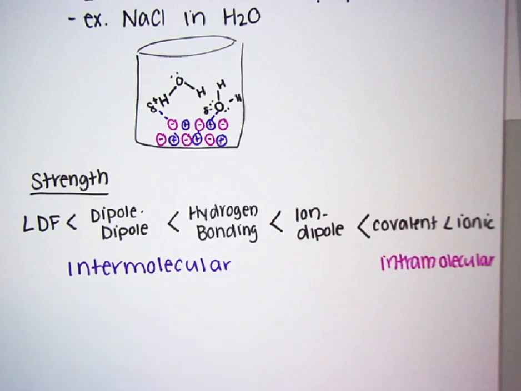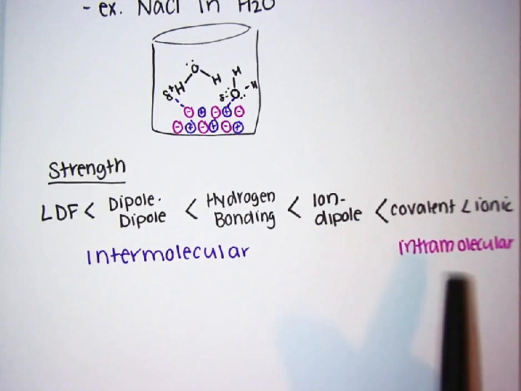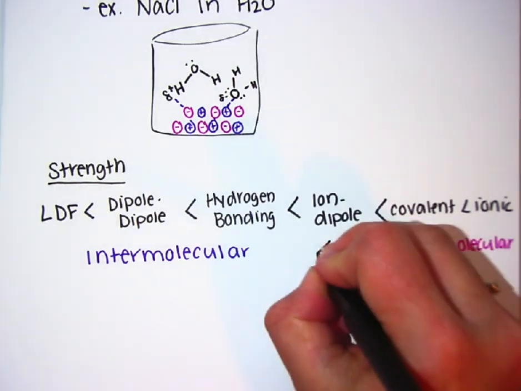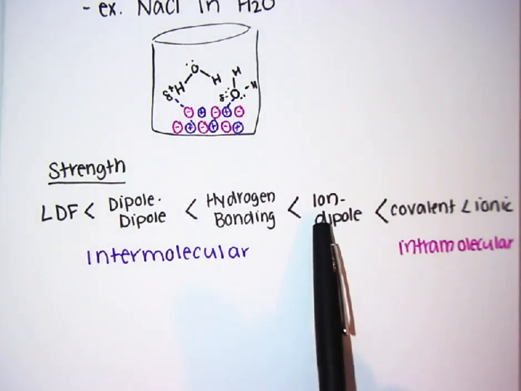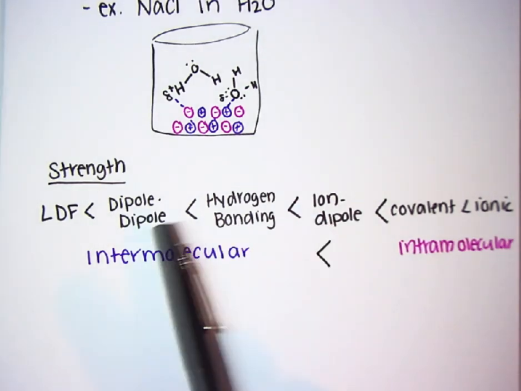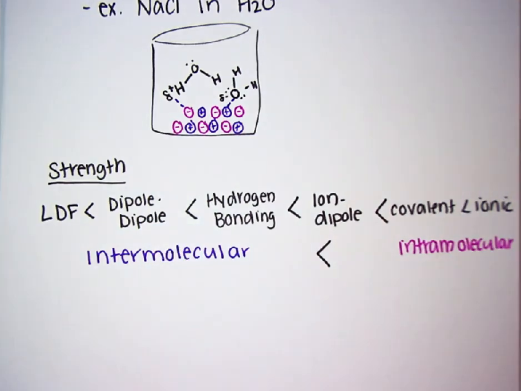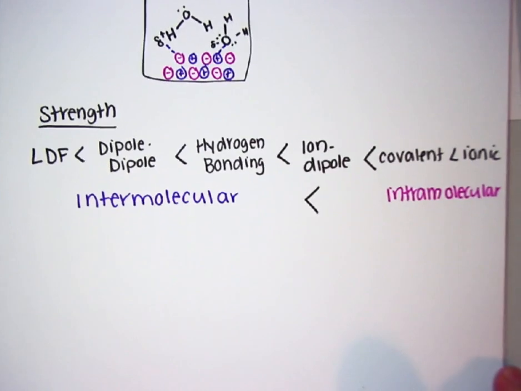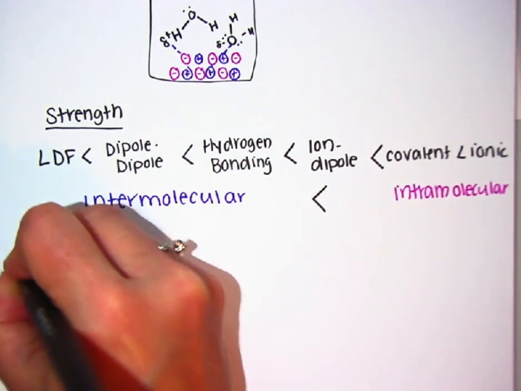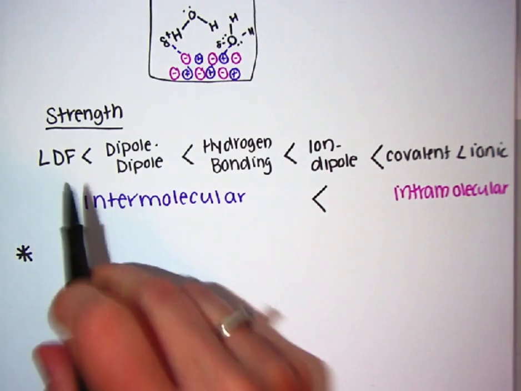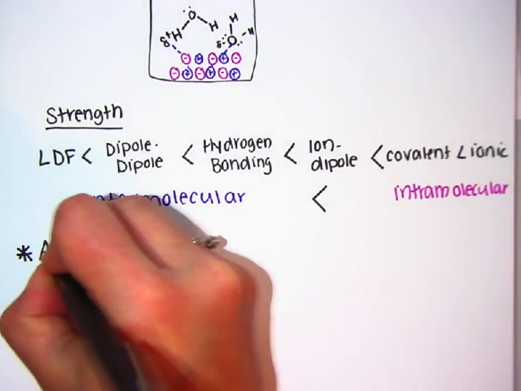So if you have to rank molecules by their strength, our intramolecular forces, ionic and covalent bonds, are going to be the strongest. Intramolecular is stronger than intermolecular. And then when comparing intermolecular, ion dipole is strongest, followed by hydrogen bonding, followed by dipole-dipole, followed by LDF. All right, last thing for today. What if you have multiple compounds that have the same intermolecular force? How can you rank them according to strength?